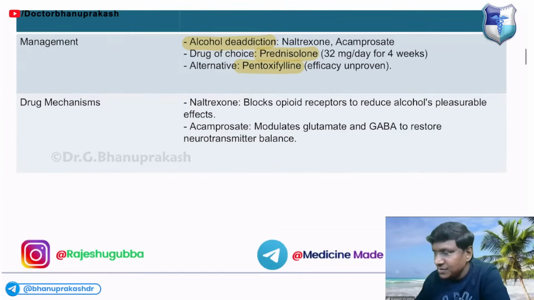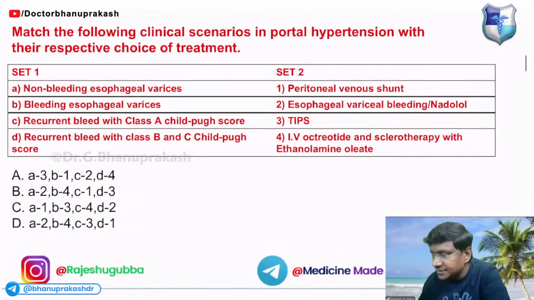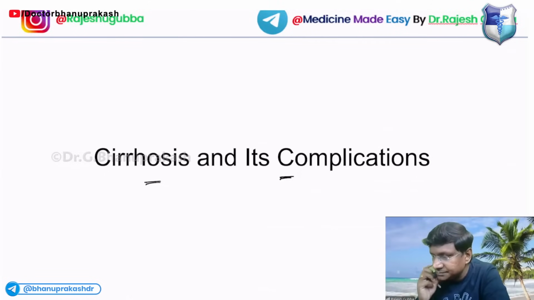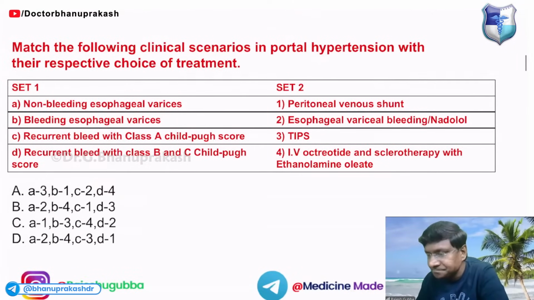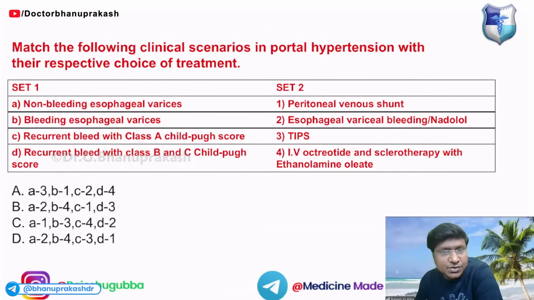Okay? Done. Once we are done with alcoholic hepatitis, the next topic for discussion will be cirrhosis and its complications. Obviously, in the acute phase we don't do a biopsy, but once the acute phase is over, that is when you need to do a biopsy to confirm the alcoholic hepatitis.